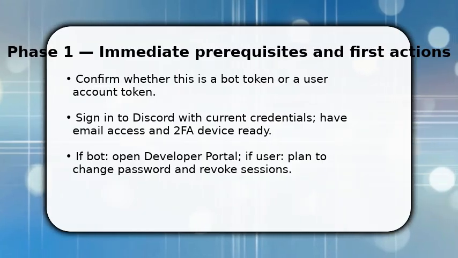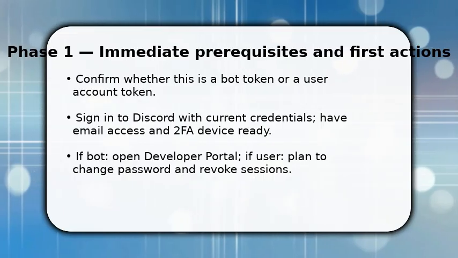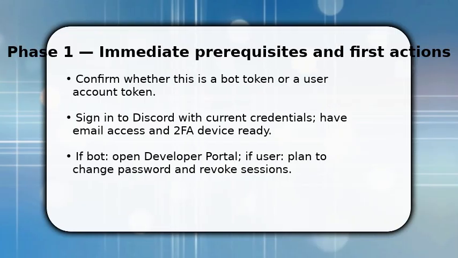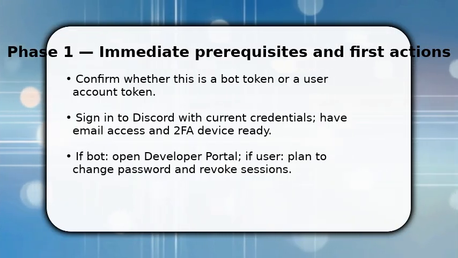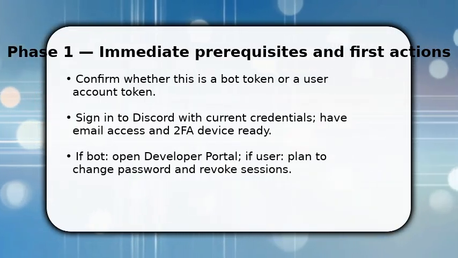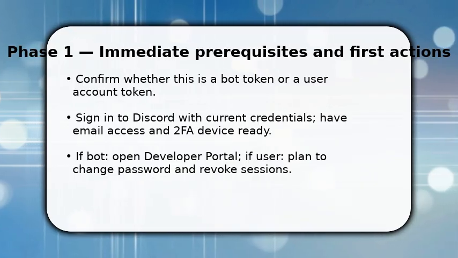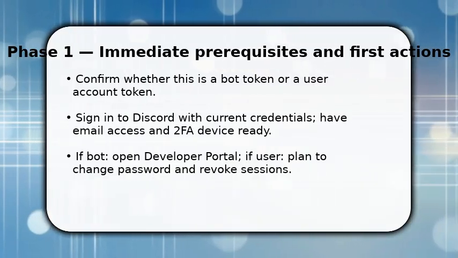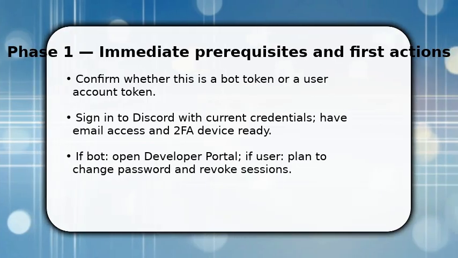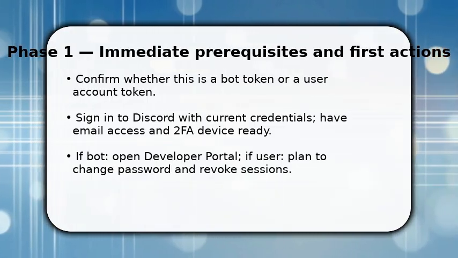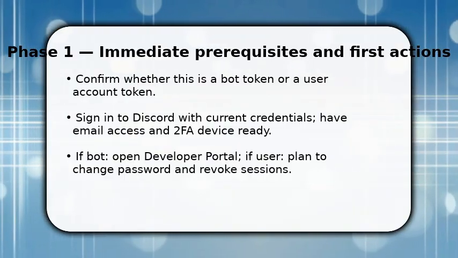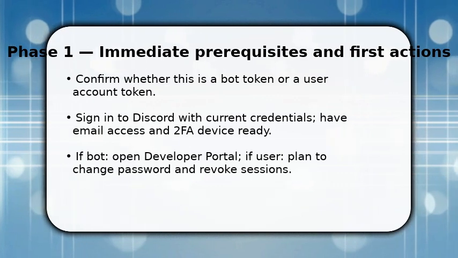You begin by clarifying what you need to reset: a bot token versus your user account token. Once done, sign into Discord and verify email access. Make sure your 2FA device is handy. If you're handling a bot, open the Discord developer portal now. If this is your personal account, prepare to change your password and revoke active sessions. This is the only reliable way to invalidate old tokens. Proceed confidently. These steps stop unauthorized reuse.